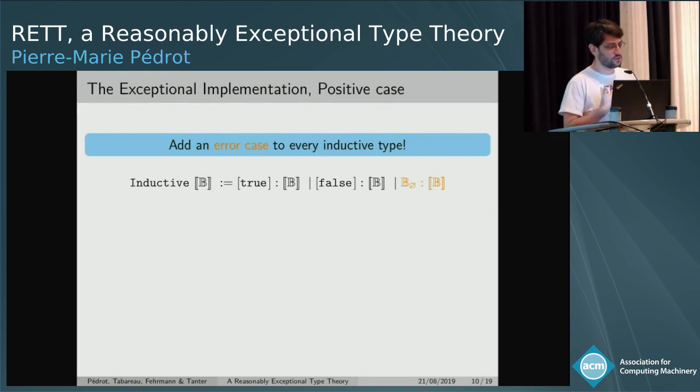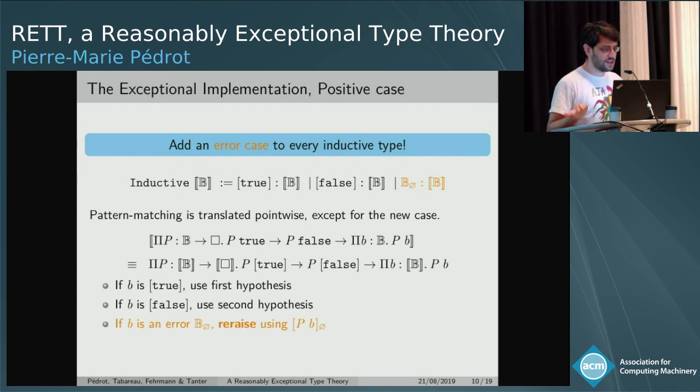But there is a way to do that and to get a full model of CIC. The idea is essentially to add, for every inductive type, a new case that is going to be the error case. So for instance, for Booleans, you say that you've got true, false, and a new error case. And then how do you translate dependent elimination? That's pretty easy. You just do it the very same way.